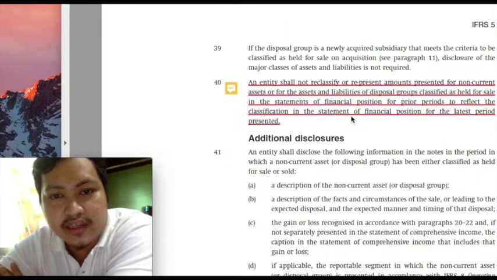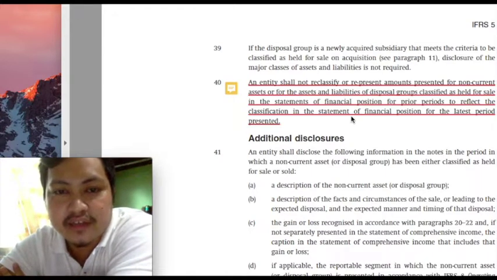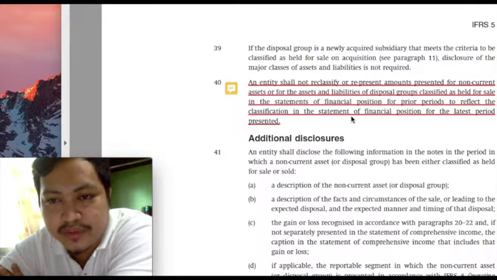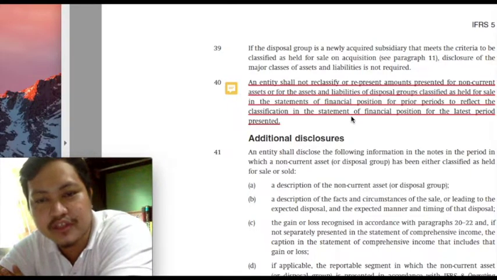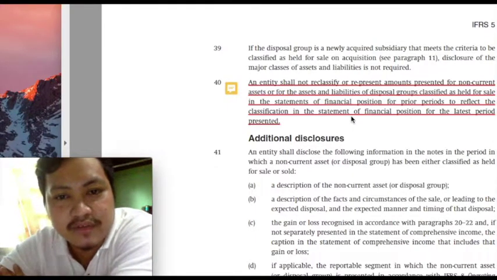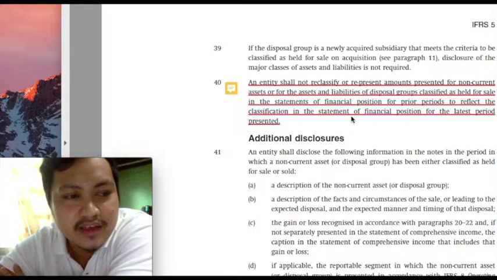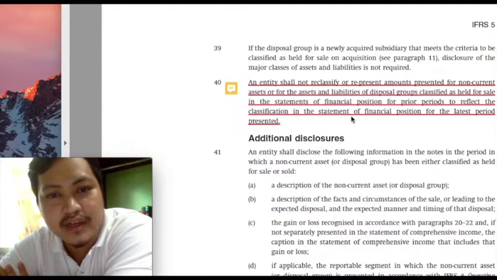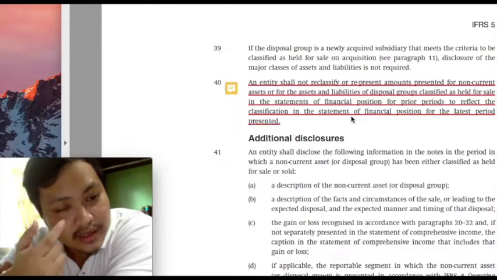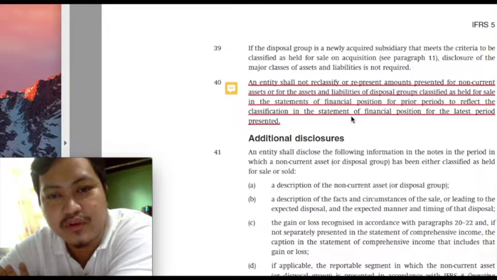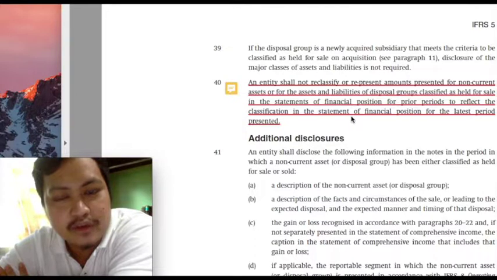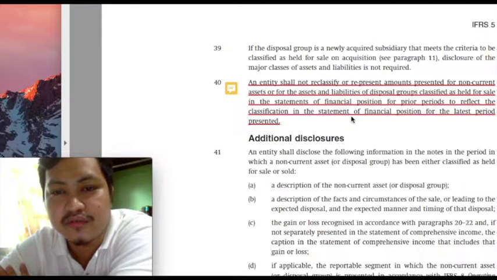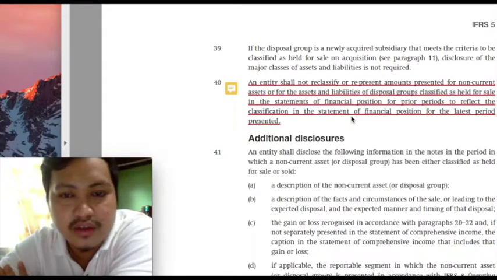An entity shall not reclassify or represent amounts presented for non-current assets or for the assets and liabilities of disposal groups classified as held for sale in the statement of financial position for prior periods to reflect the classification in the statement of financial position for the latest period. So in case an asset will be reclassified, class, you do not adjust the prior period, class. You continue to present it as held for sale, even though the present period is no longer held for sale. Okay, although this would not be an issue in problems, class. Okay, so just take note of this one because this could be a true or false question.